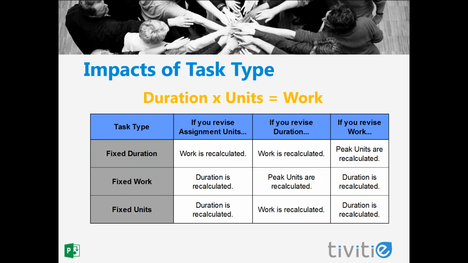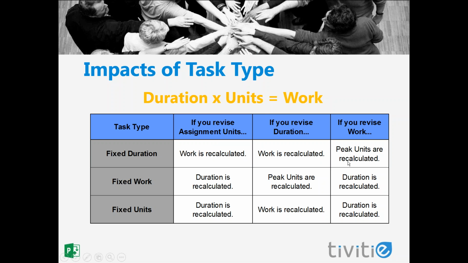This slide shows how Microsoft Project keeps the equation balanced. So if I have a resource assigned to a task and I make changes to it, either to the task or the resource, these are the results that I'll get based on the task type that is assigned to that task. So for example, if I have a fixed duration task type and I make a change to my assignment units, then Microsoft Project will recalculate the work for that task. If I revise the duration, it will also recalculate the work. If I make a change to the total work, then it's going to adjust the peak units.